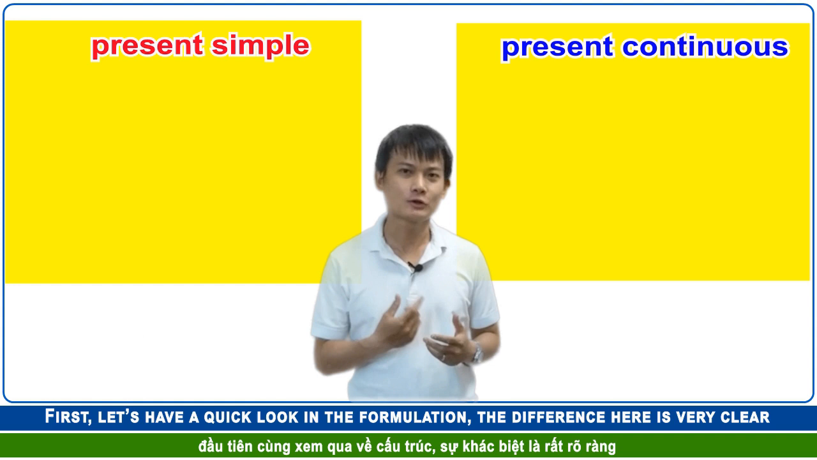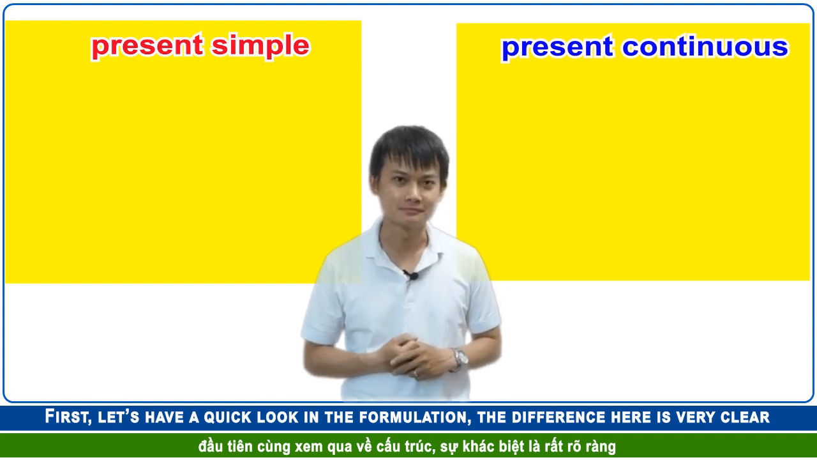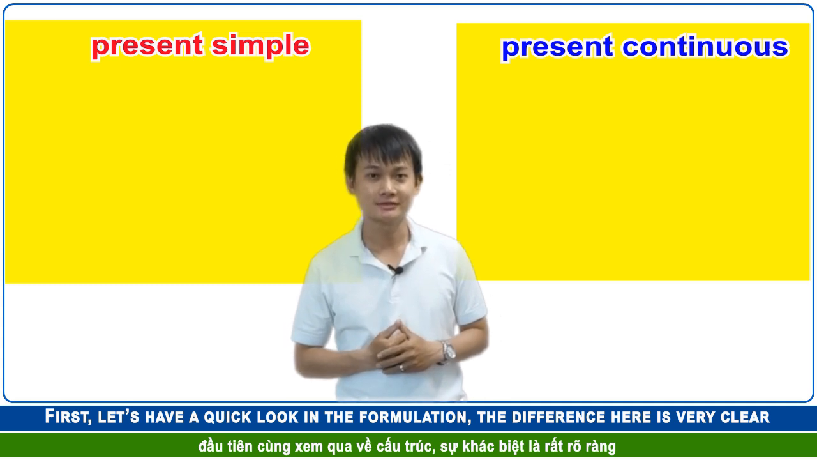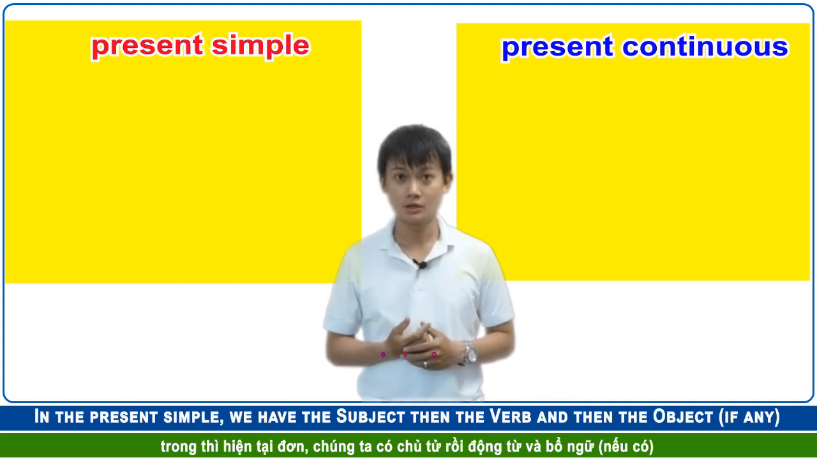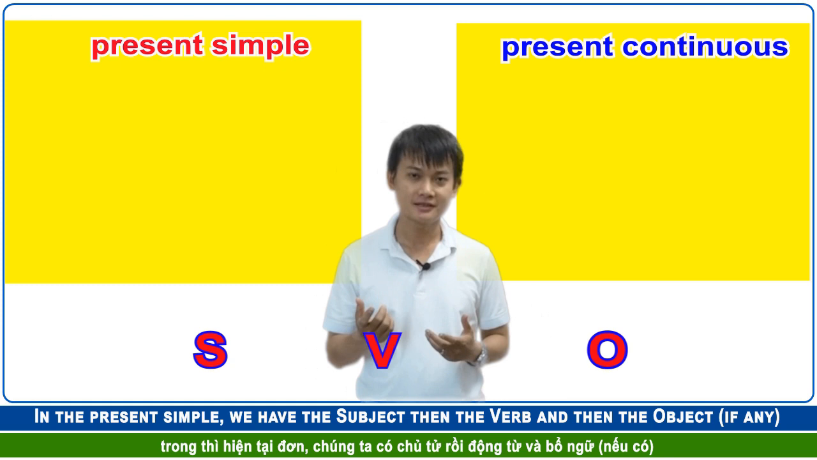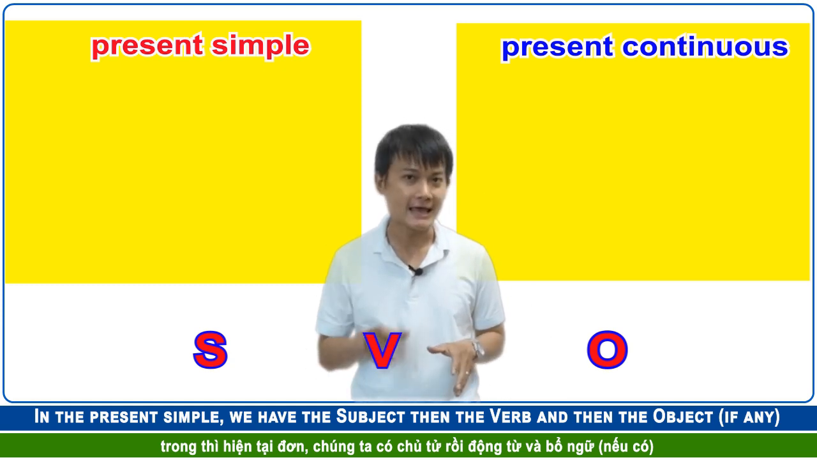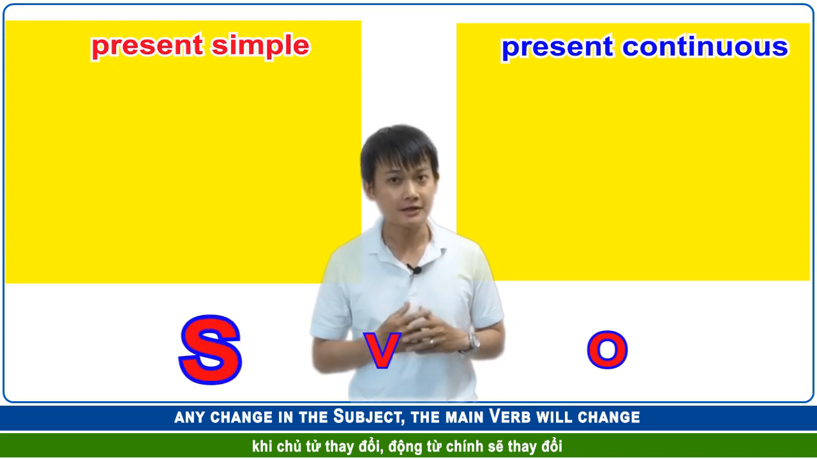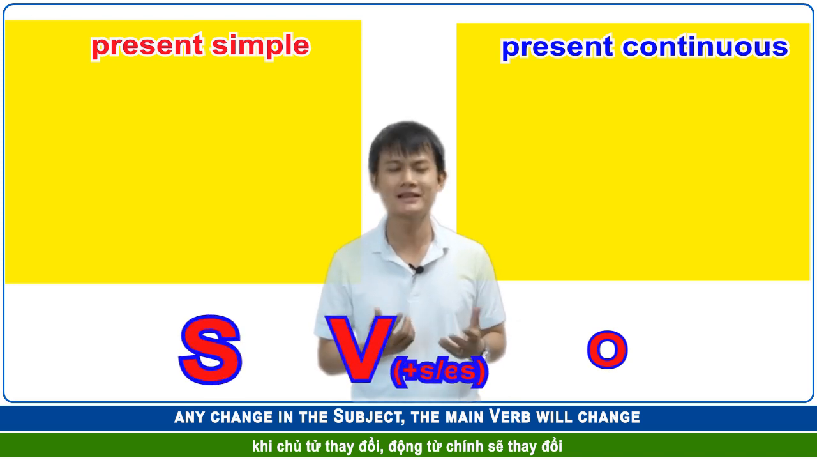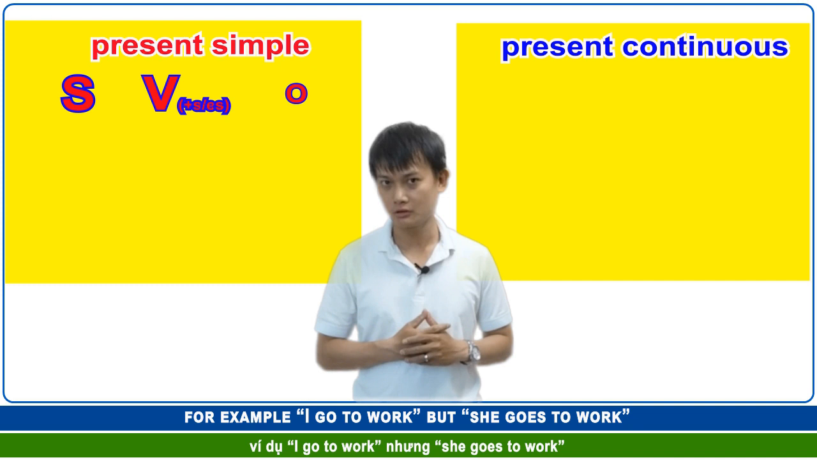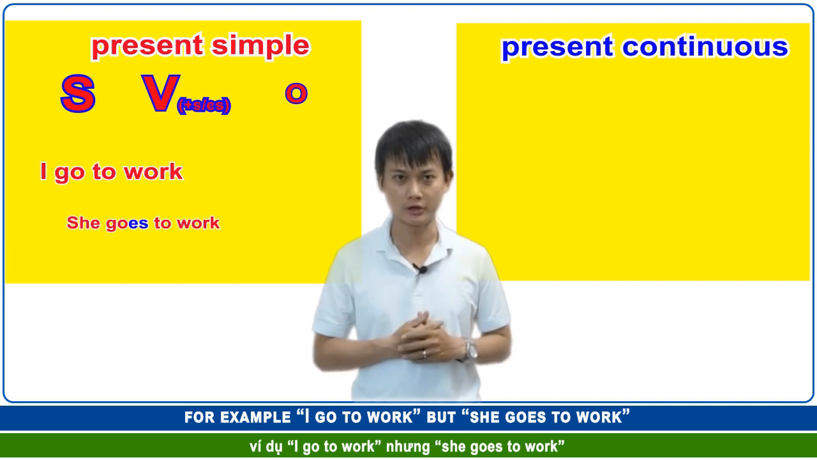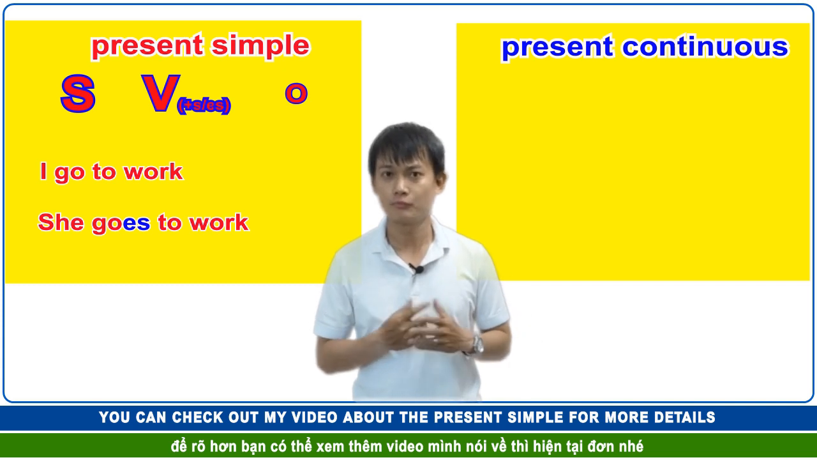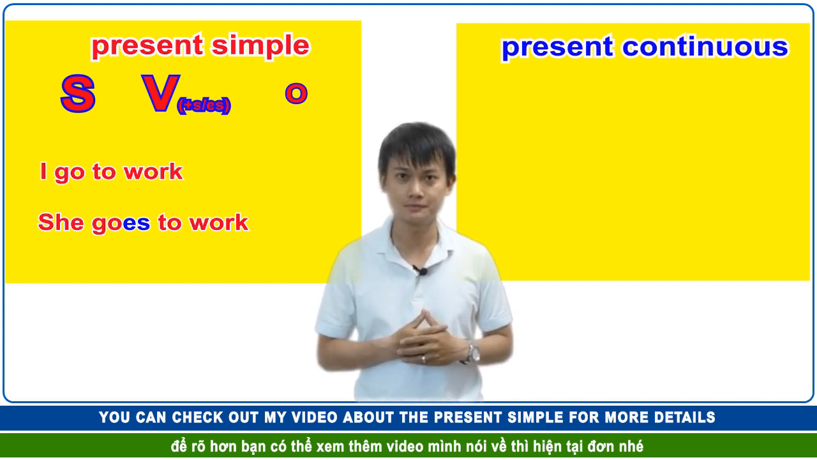First, let's have a quick look at the formulation. The difference here is very clear. In the present simple, we have the subject, then the verb, and then the object if any. Any change in subject, the main verb will change. For example, I go to work, but he goes to work. You can check out my videos about present simple for more details.